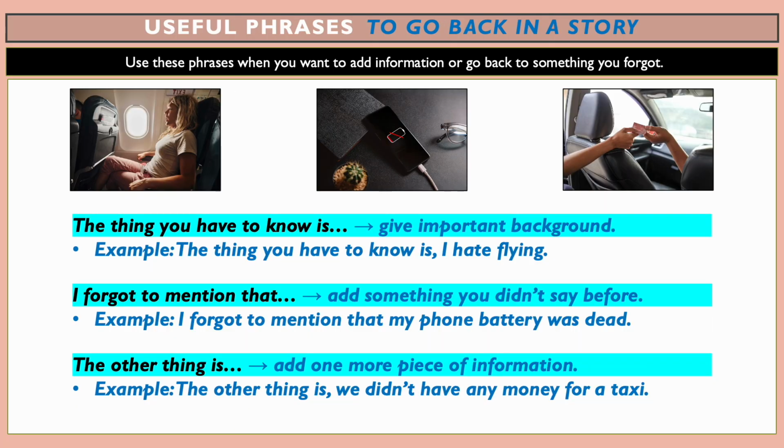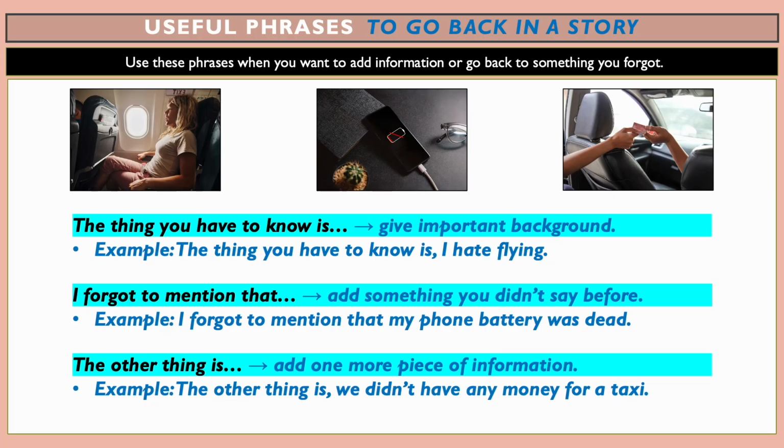Useful phrases to go back in a story. Use these phrases when you want to add information or go back to something you forgot. For example, 1. The thing you have to know is used to give important background. For example, the thing you have to know is I hate flying.